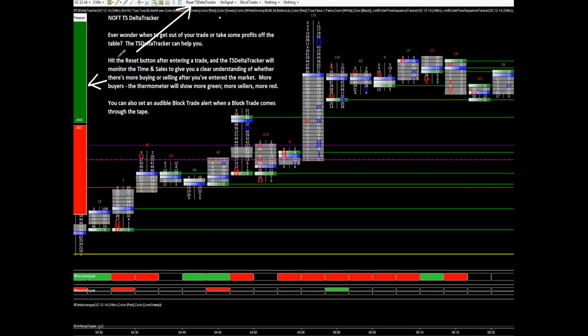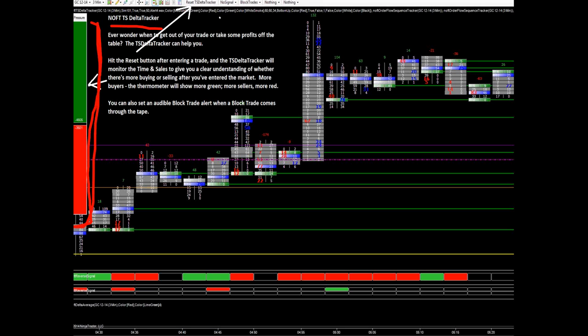All right. So I asked a question here about the NOF TS time and sales delta tracker. It's this thermometer on the left-hand side. Green on the top, red on the bottom. Ever wonder when to get out of a trade or take some profits off the table? The delta tracker can help you. Hit the reset button after entering a trade. The delta tracker is going to monitor the time and sales to give you a clear understanding of aggressive buying or selling after you've entered the market.